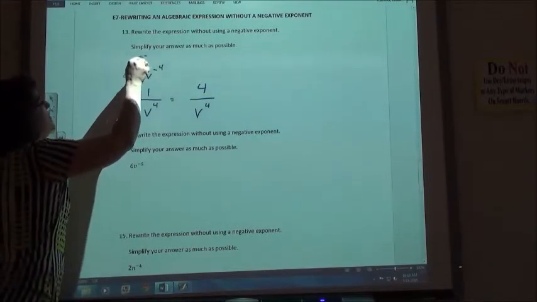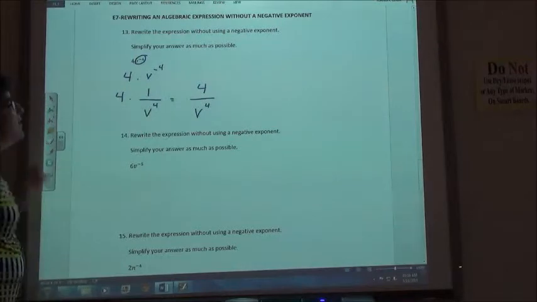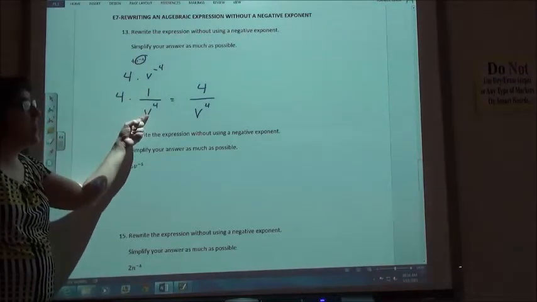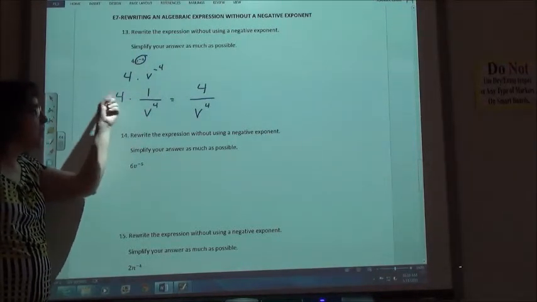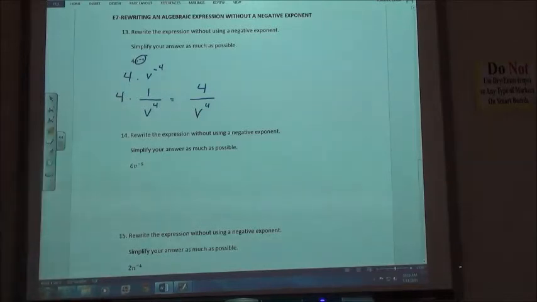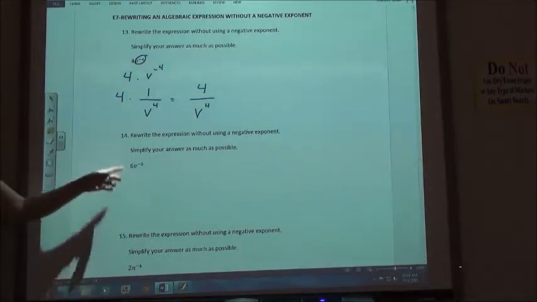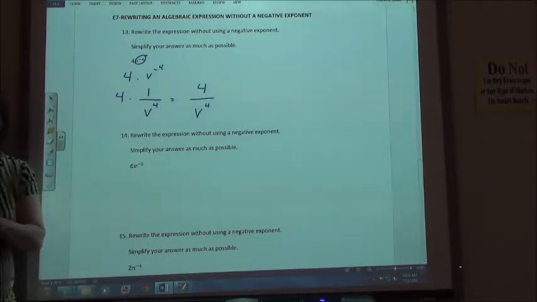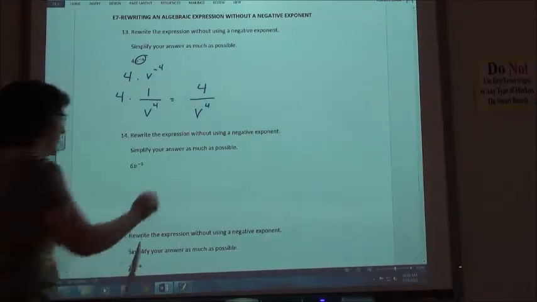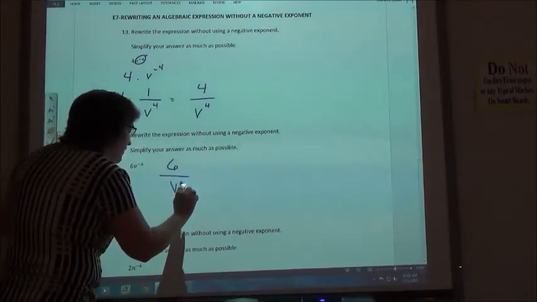So if this is on top and I have a negative exponent, it's just going to pull it down to the bottom of the fraction. The number is not going to move because that doesn't have an exponent on it. Just the variable is going to move. So if I have 6v to the negative 5 and I want to write it with a positive exponent, what am I going to end up with? 6 over v to the 5th power.